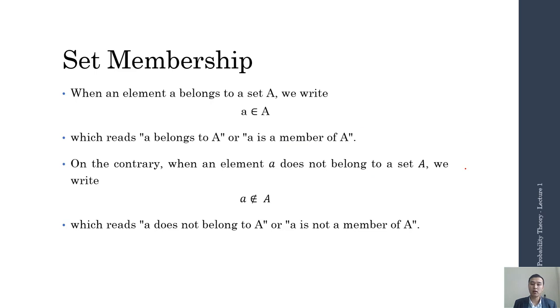When an element a belongs to a set, capital A, we write a belongs to A. We can read this expression as: a belongs to A, or a is a member of A. Let us use another letter, because a is also used as an article, so it's better to write: b is an element of set S. b belongs to S, or b is a member of S. On the contrary, when an element does not belong to a set, we write b does not belong to S. b is not a member of S.